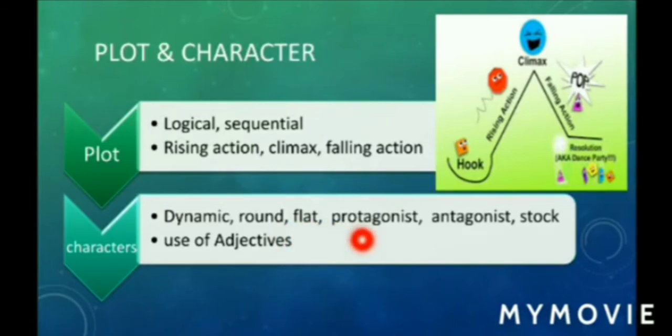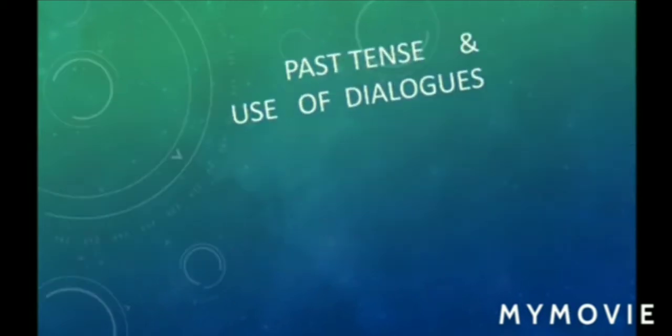Protagonist is the leading character or the hero of the story, the center of the plot. On the other hand, antagonist is the villain who actively opposes the hero. Stock characters are stereotypes added as fillers to the main plot. Use of adjectives is important to describe character traits of different characters in the story. Past tense and use of dialogues.